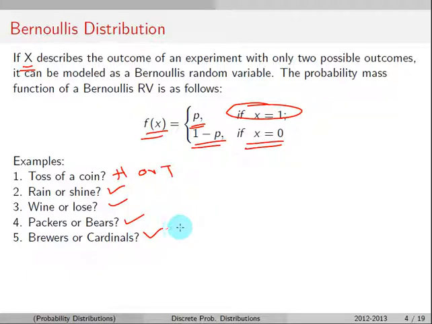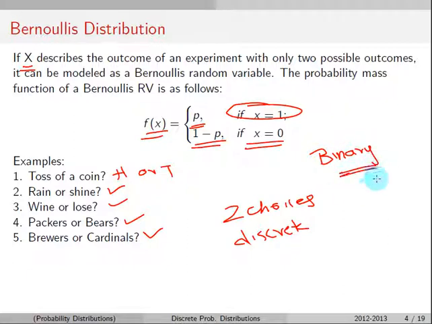So when an experiment has only two choices, these are really discrete choices. You can either win or lose, 1 or 0. So it's really a binary decision variable that you're talking about. It's either 1 or 0, head or tail, true or false, win or lose. So these are all situations that can be modeled using a Bernoulli random variable, and it's the simplest form of a random variable or a probability distribution, a discrete probability distribution.